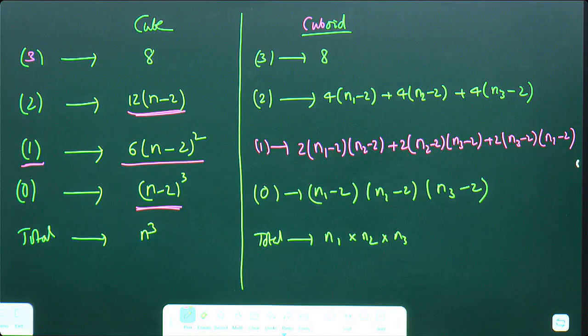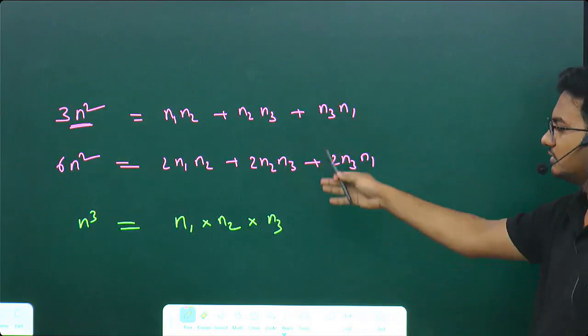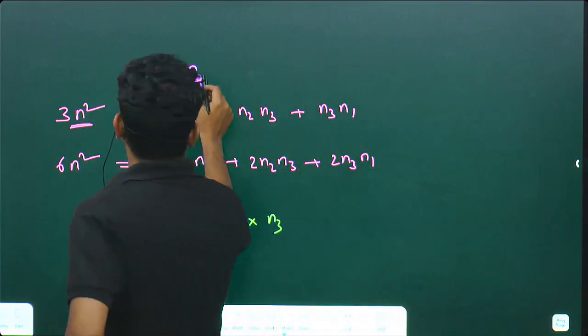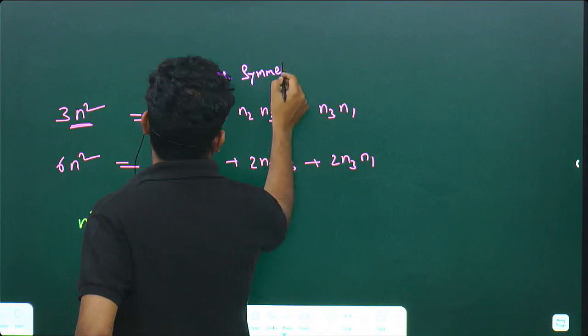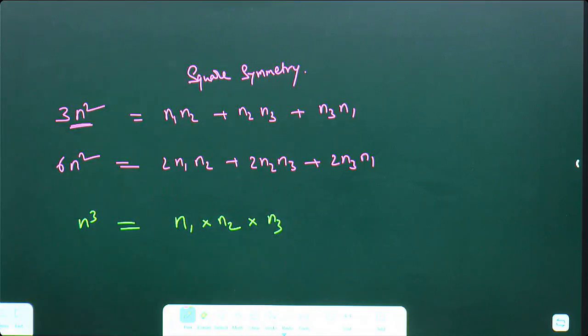Initially you'll feel this chapter is difficult, but trust me, this is not at all difficult. I'll make this chapter easy for you. Now write down this, the square symmetry as well. From this you got the formula, so we'll call it square symmetry. Write down those two things as well and keep those two things in a box.